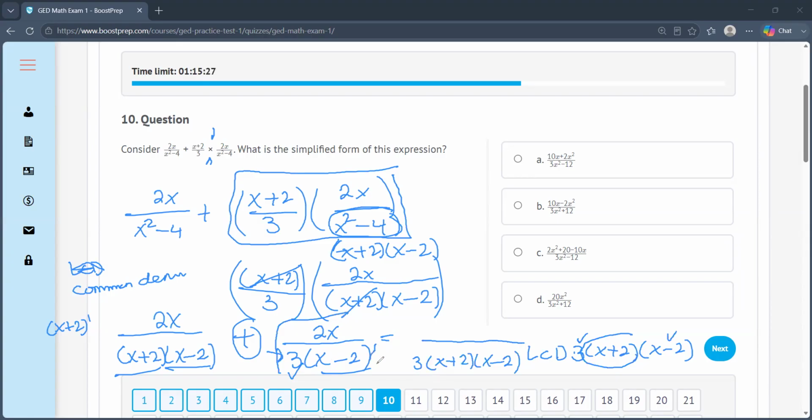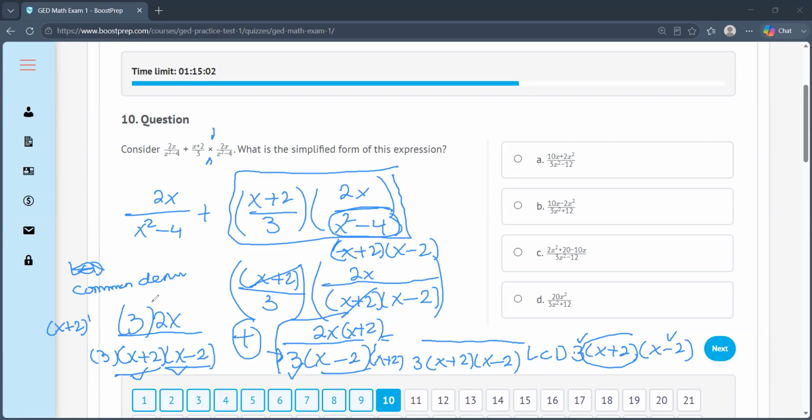So you're going to multiply top and bottom by x plus 2. And then on the left side, over here, we have a bottom of x plus 2 and x minus 2. What are we missing to find our LCD? Well, we have the x plus 2 and the x minus 2, but we're missing the 3. So you're going to multiply top and bottom by 3. So on the bottom is always your LCD. And then on the top, you're going to do some algebra.